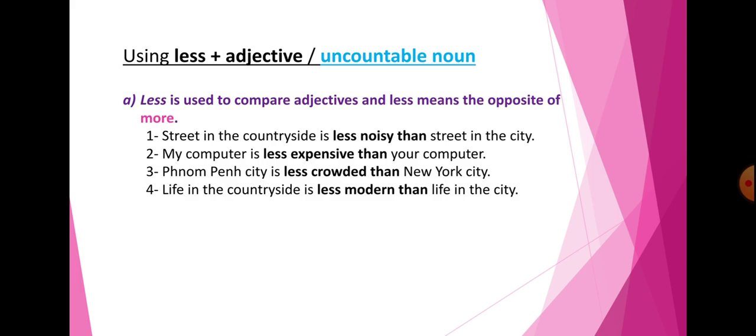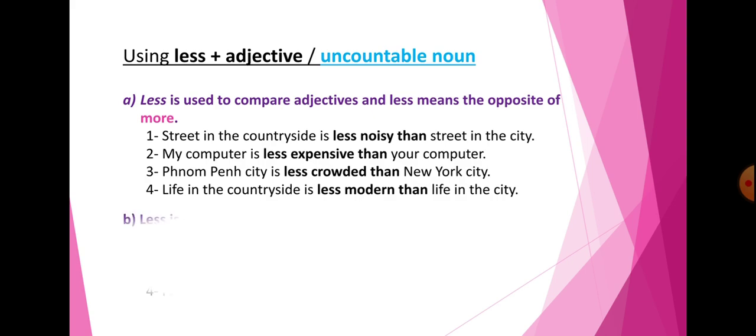So move to the example number 2. My computer is less expensive than your computer. Okay, so this one we compare my computer to your computer, and expensive is an adjective, so we can say less expensive. Number 3, Phnom Penh city is less crowded than New York City. So we compare the two cities, and the city that is less crowded is Phnom Penh, and New York is more noisy. Number 4, life in the countryside is less modern than life in the city. So modern is an adjective, so we use less modern than.